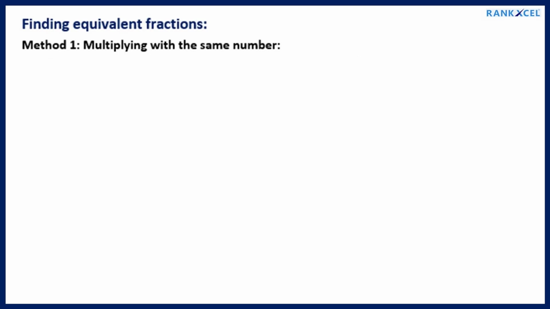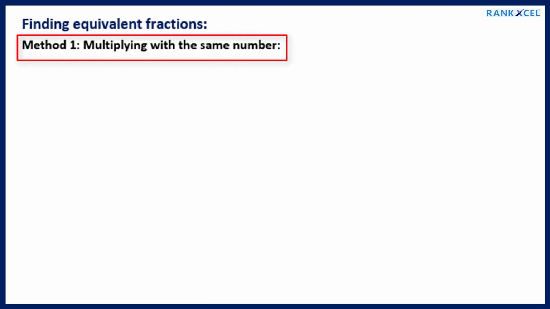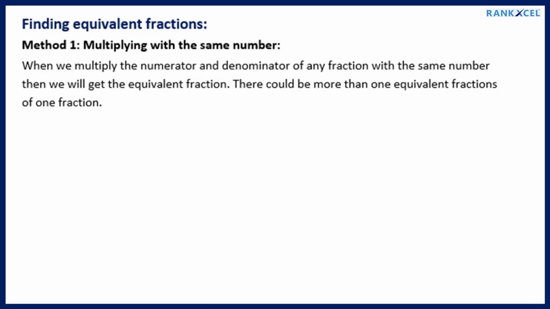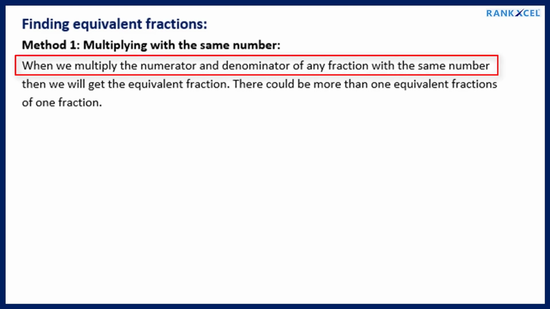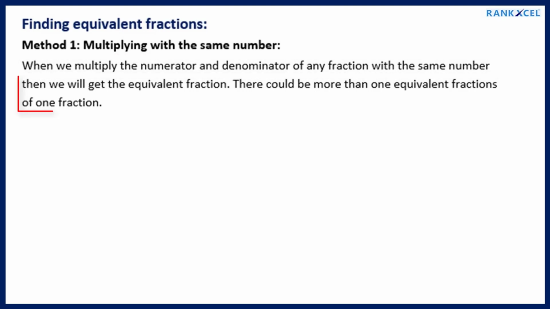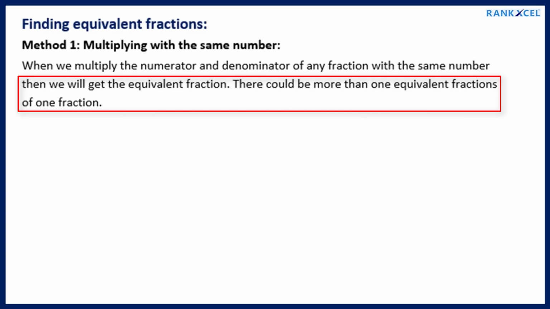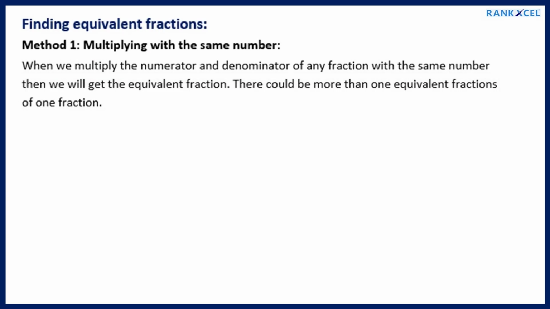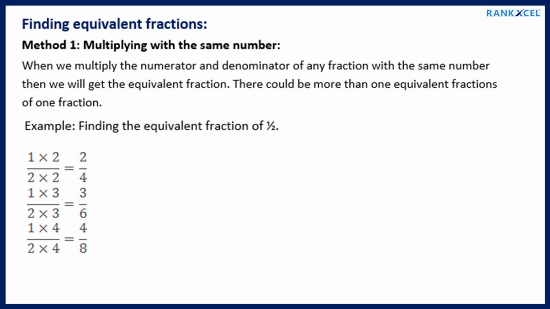Finding equivalent fractions. Method 1, multiplying with the same number. When we multiply the numerator and denominator of any fraction with the same number, then we will get an equivalent fraction. There could be more than one equivalent fraction of one fraction. Example, finding the equivalent fraction of 1/2.